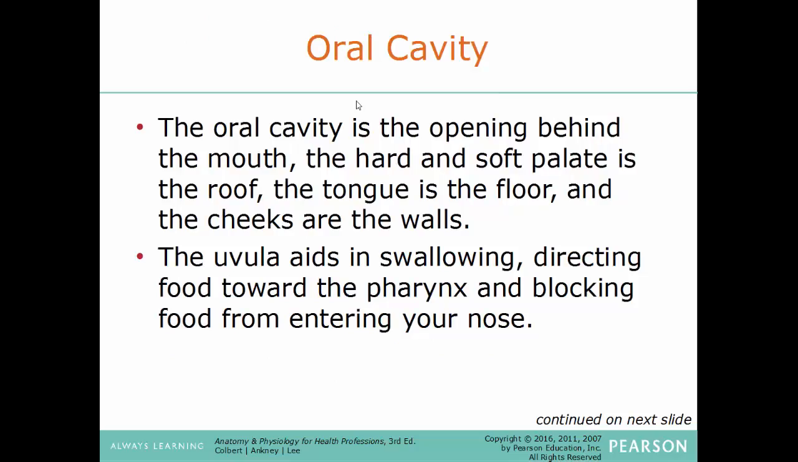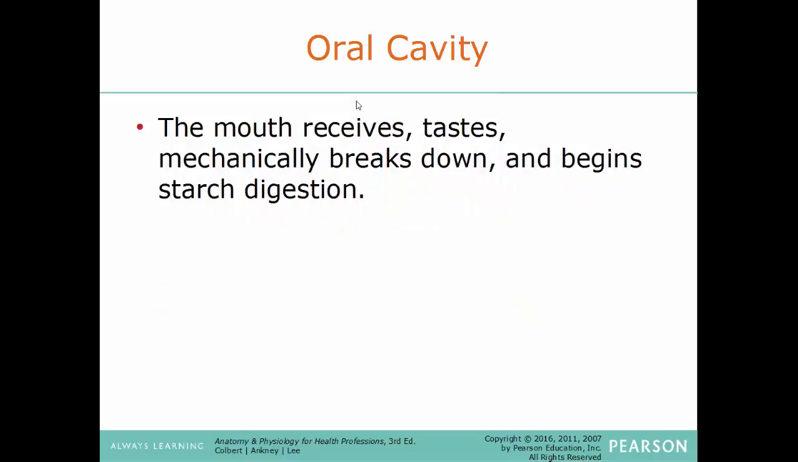All right, we'll start with the oral cavity and work our way through the system. The oral cavity is the opening behind the mouth. The hard and soft palate is found in the roof. The tongue is the floor of the oral cavity. And then the cheeks are the walls of this cavity. And the uvula will aid in swallowing and also to direct food toward the pharynx, and then blocking food from entering your nose. And the mouth will receive, taste, and mechanically break down food, and also will begin the breakdown of starches.